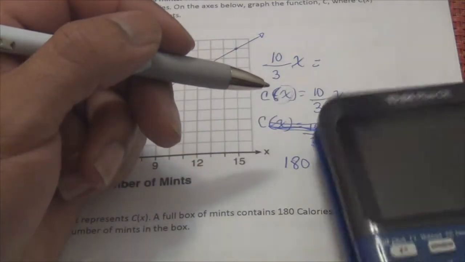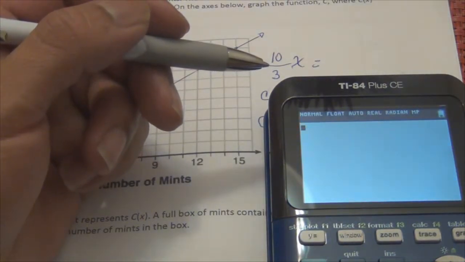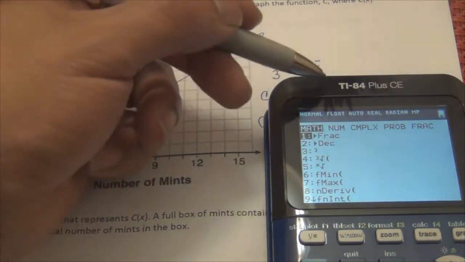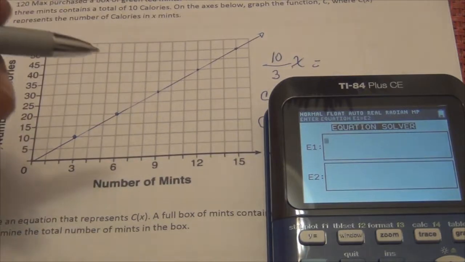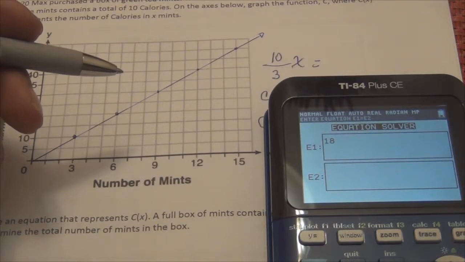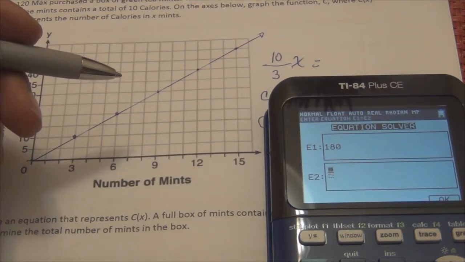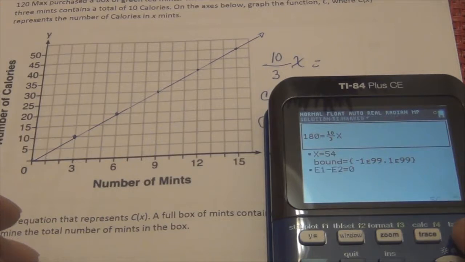Actually, you know what? Let me show you how to do it on the calculator. So you just press math, and that is only on the TI-84 Plus C or Plus CE, not on the other ones. So that's it. Look, the equation. So here I'm gonna put 180, and on the other side of the equation I'm gonna put alpha y equals, and I'm gonna put 10 over 3 and then x. Okay, and now I just go and it says okay, so I'm gonna press graph twice, and we got 54.